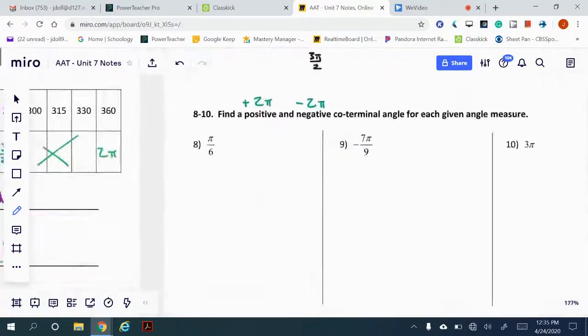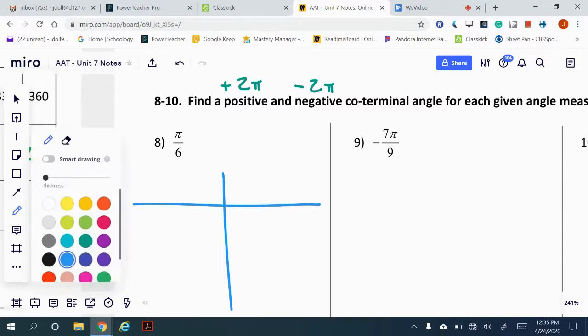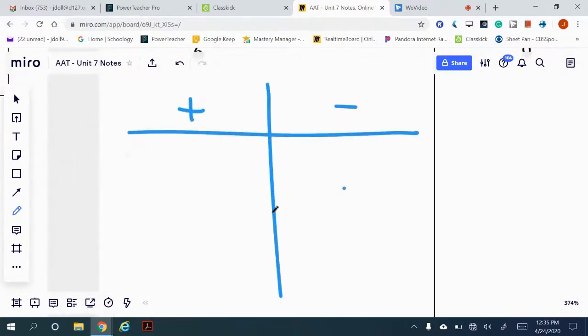But I'm going to show you how to do this with fractions and refresh our memory on adding and subtracting fractions. So I want a positive coterminal angle measure and a negative one. I'm going to save a little more space here because we're going to need a little more space with these. Let me put those more in the middle. There you go, positive and negative. Both of these are going to start with pi over 6. Now here I'm looking for a positive one, so I'm going to add 2 pi. Here I'm going to subtract 2 pi.